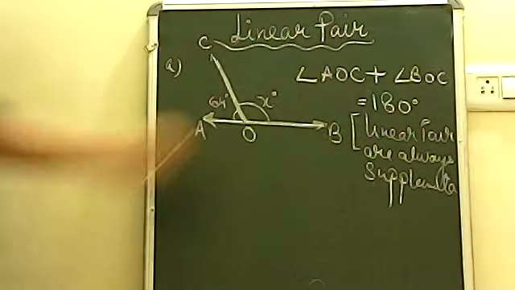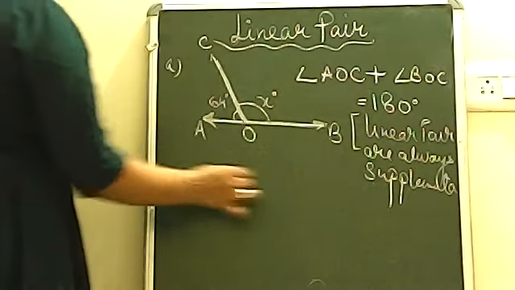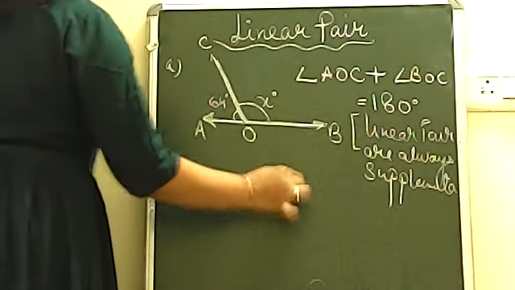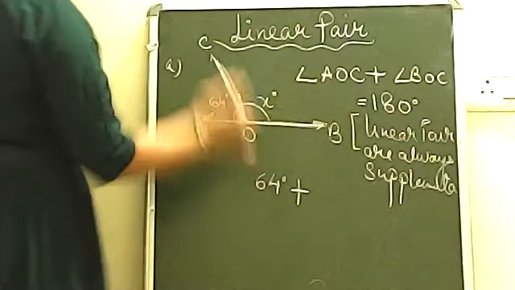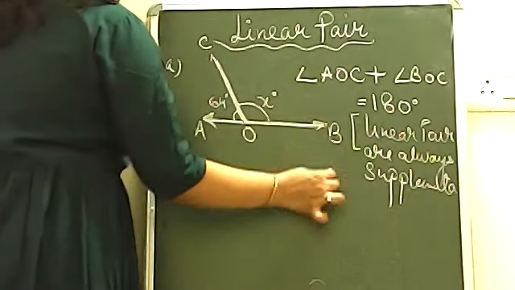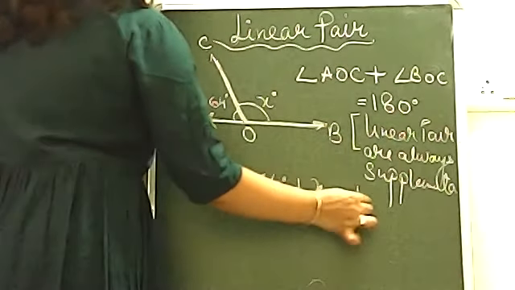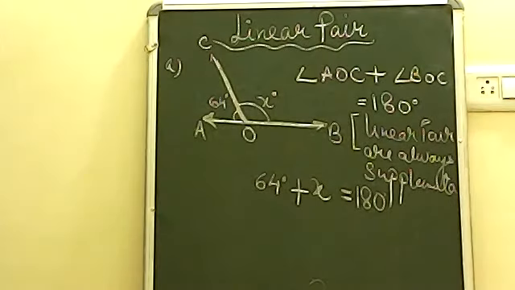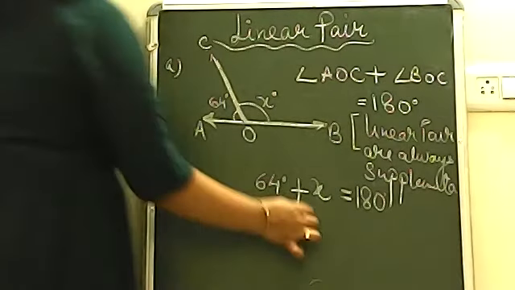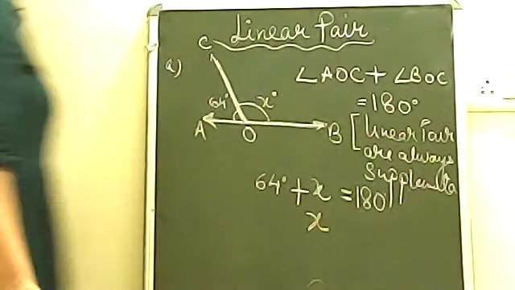Now you can see that angle AOC, we already know it in the question. हमें पहले से पता है AOC की value. Now let's talk about BOC. BOC is unknown to us. So we are putting x degree because it is given in the question that this is x. Now you just need to find out the value of x.